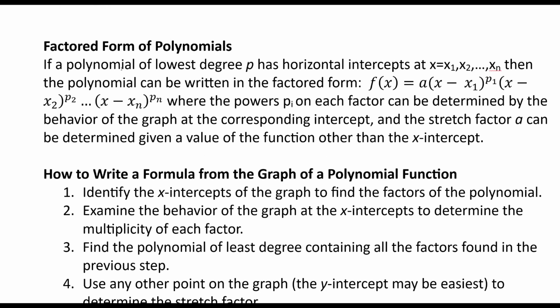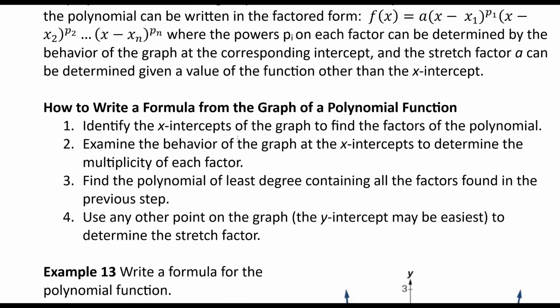Factored form of polynomials. If a polynomial of lowest degree p has horizontal intercepts at x equals x1, x2 through xn, then the polynomial can be written in factored form. f of x equals a times x minus x1 to the p1 times x minus x2 to the p2 dot dot dot x minus xn to the pn, where the power pi, i being the index 1, 2 through n, on each factor can be determined by the behavior of the graph at the corresponding intercept. And this stretch factor a can be determined given a value of the function other than the x-intercepts.